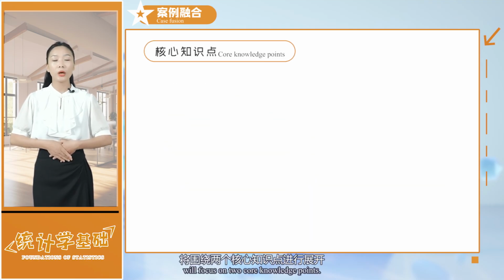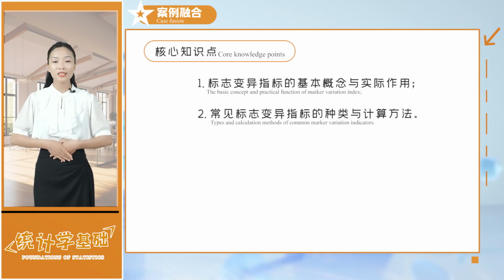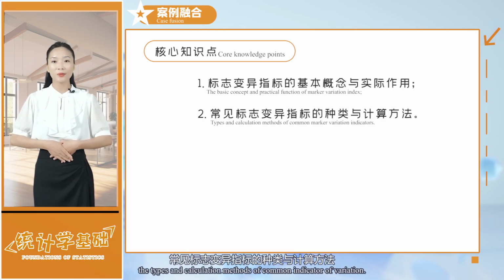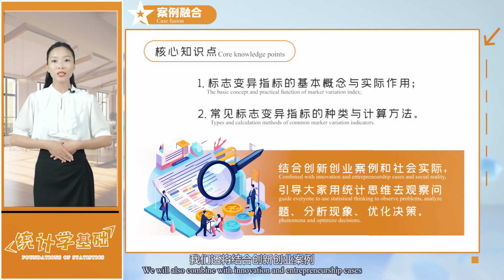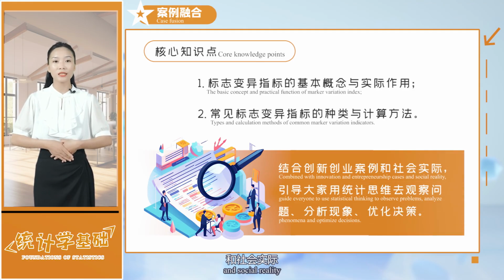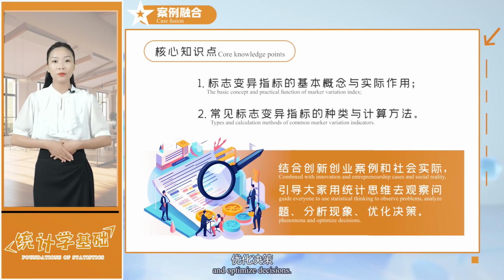This class will focus on two core knowledge points. First, the basic concept and practical application of variation indicators. Second, the types and calculation methods of common variation indicators. We will also combine innovation and entrepreneurship cases and social reality to guide you to use statistical thinking to observe problems, analyze phenomena, and optimize decisions.